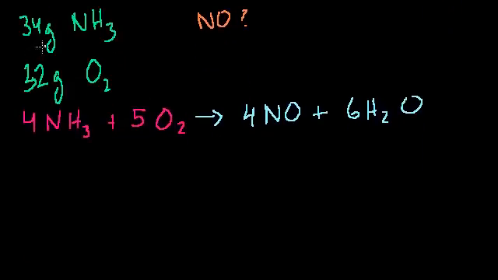We're given 34 grams of ammonia. So what we need to figure out is how many moles of ammonia were we given? So what's the atomic mass of ammonia? Or not the atomic mass, what's the molecular mass of ammonia?